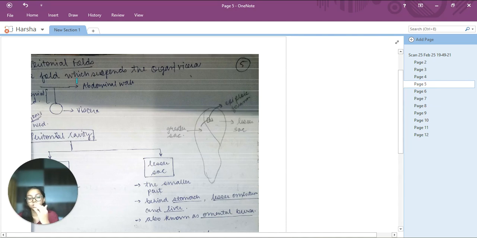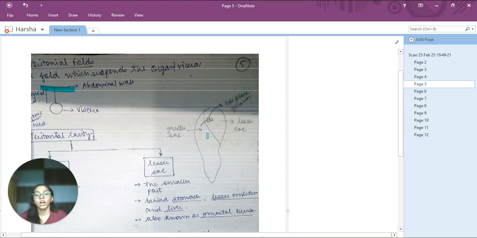So peritoneal folds. As you can see over here, this is an abdominal cavity and this is the viscera. So the one that is connecting the viscera to the abdominal cavity is known as the abdominal fold. Fine.